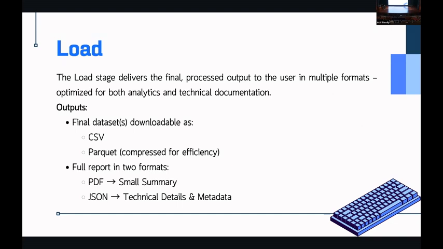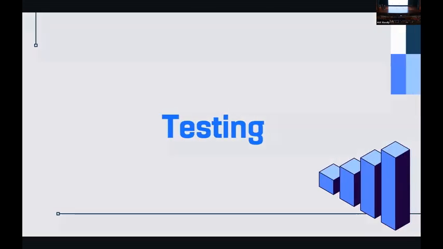We have it in PDF format, which gives a summary, and we also have it in JSON format, which has a lot of technical details, metadata, and much more information. Okay, so for our product to be market ready, it has to be thoroughly tested. And so we've gone through the following testing phases.